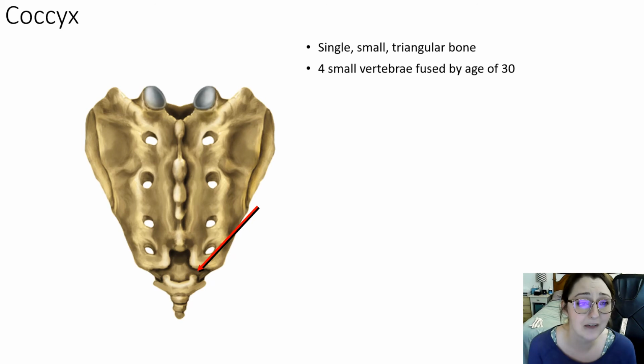And next up we have the coccyx, so that is that little tailbone. What's interesting about the coccyx is that it is 4 small vertebrae that are going to fuse by the age of 30. So as I said, being 27 currently, these have not fused in my tailbone yet.